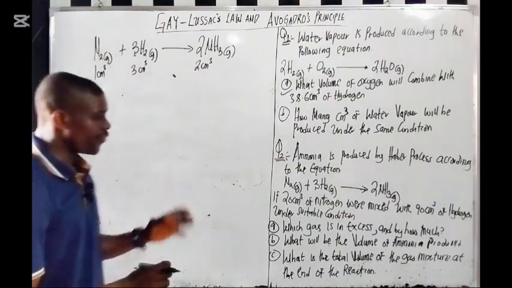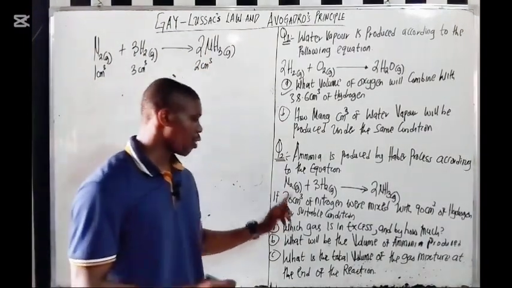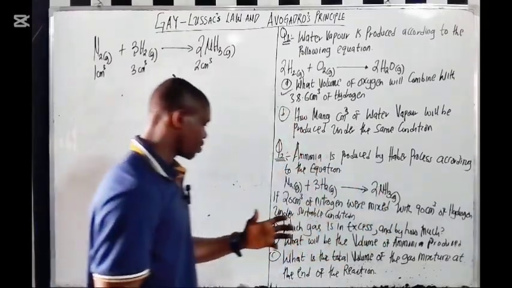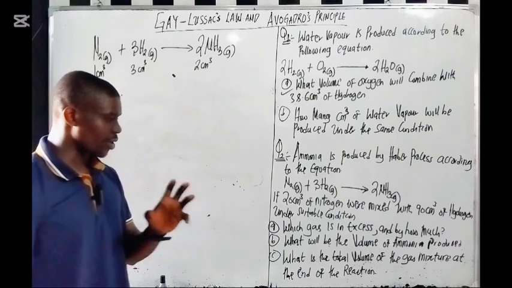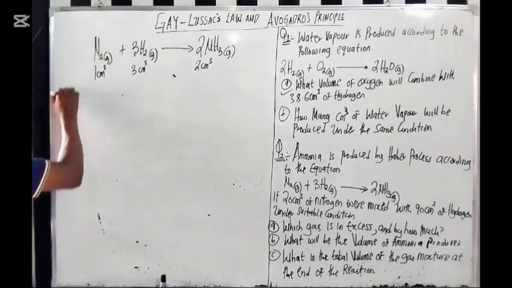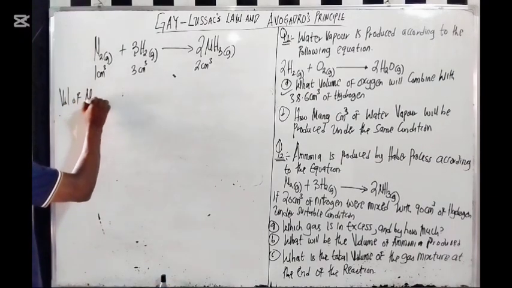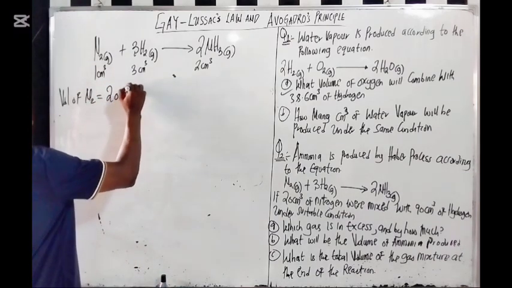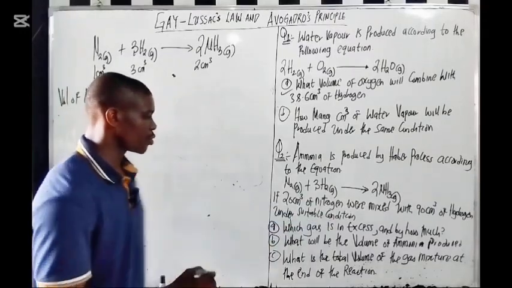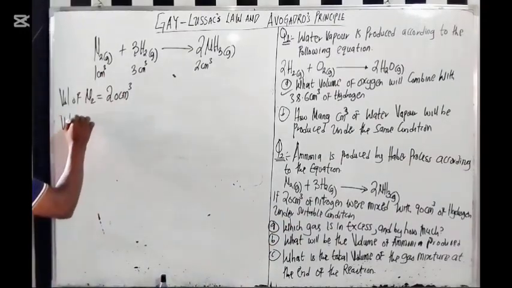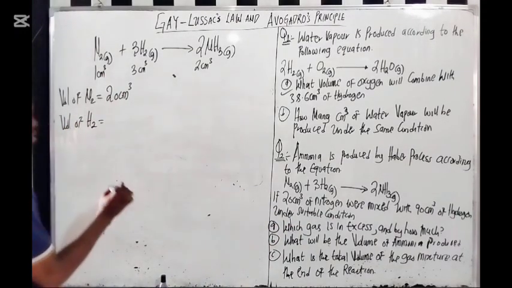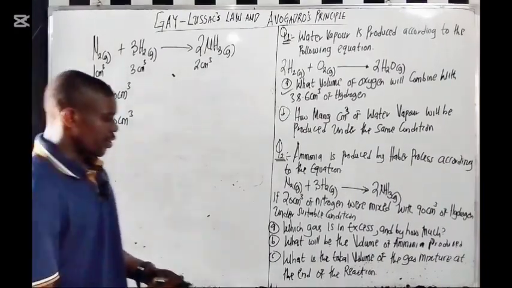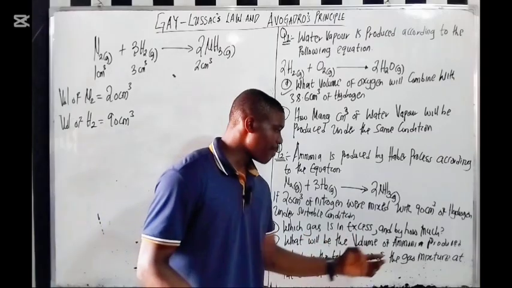If you look at the question here, 20 cm³ of nitrogen were mixed with 90 cm³ of hydrogen under stable condition, right? So if you check it very well, the volume of N2 is 20 cm³ and the volume of H2 is 90 cm³. Is it clear? Which gas is in excess and by how much?